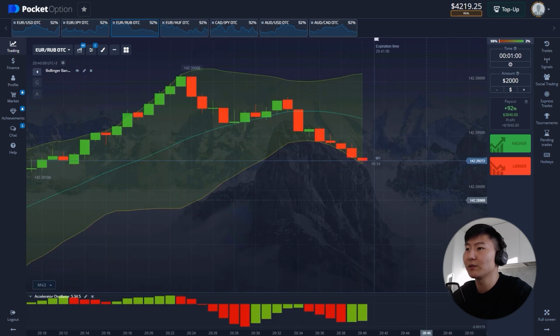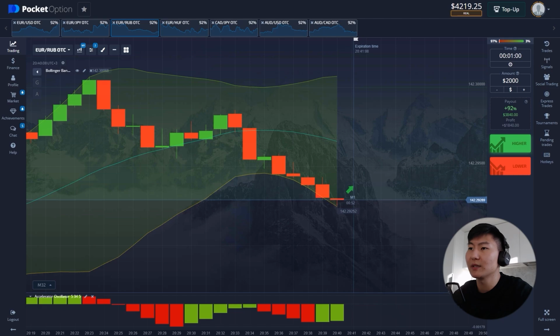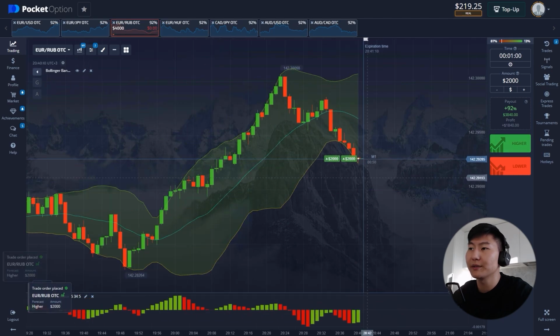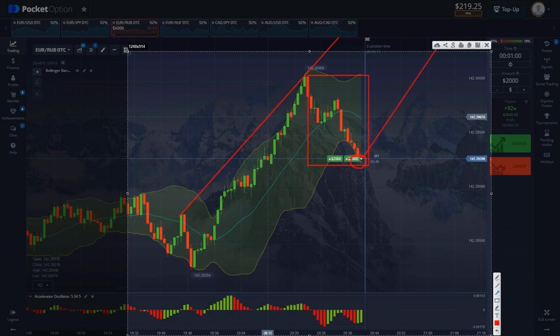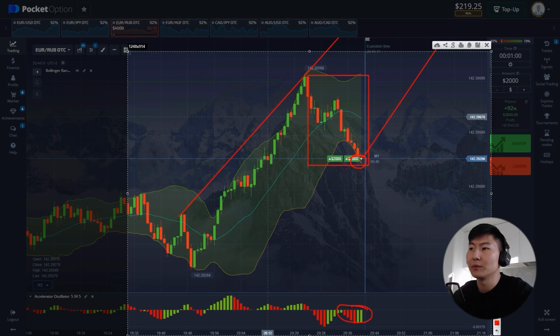Well, we see the touch of the lower boundary of the Bollinger, at the same time we see the positive histogram on the accelerator. That's why we open two long positions here. I'm going to show you one more time. Previously there was a strong uptrend on the chart, and then we see this correction. The price touched the lower boundary of the Bollinger, and I think the uptrend should continue, and the price will go to the upside.